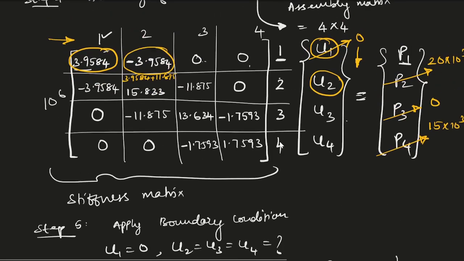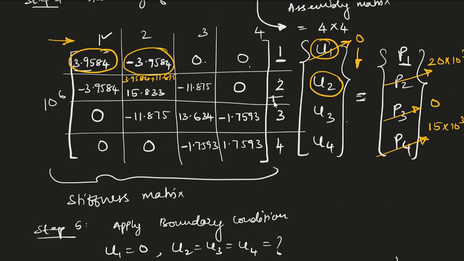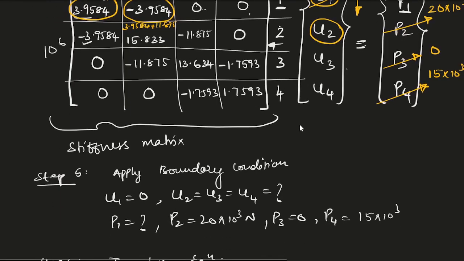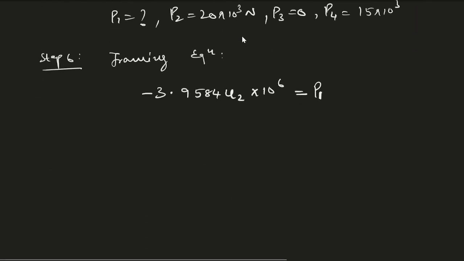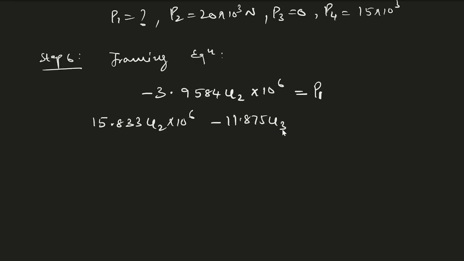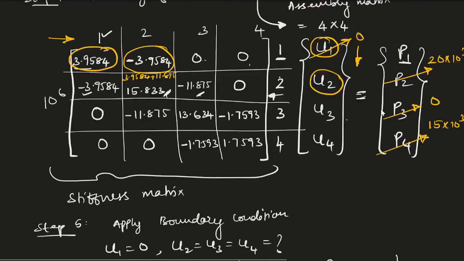Now similarly go to the second row. The first element is multiplied with the first one, the second with the second, the third with the third, and so on. If you multiply, we have these two values, because the last one is 0. So 15.833 u2 into 10 power 6 minus 11.875 u3 into 10 power 6. This is equal to 20 into 10 power 3, because here we have P2.